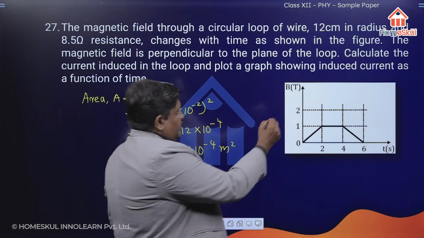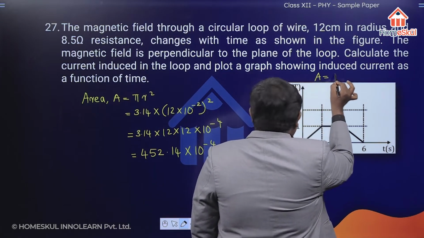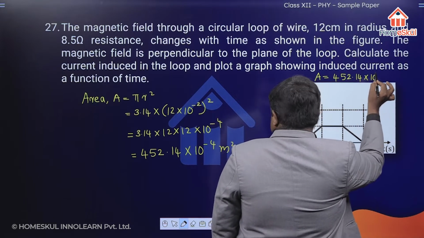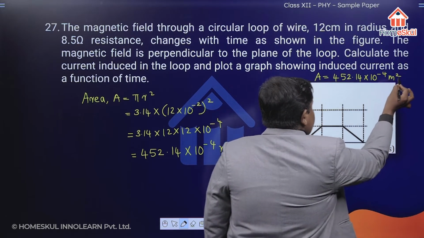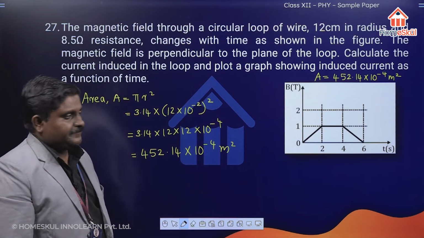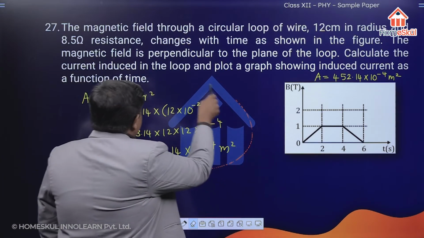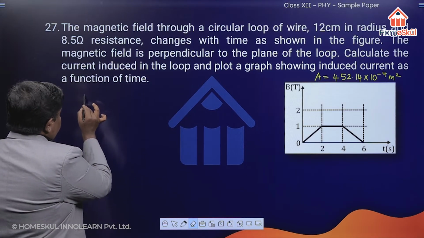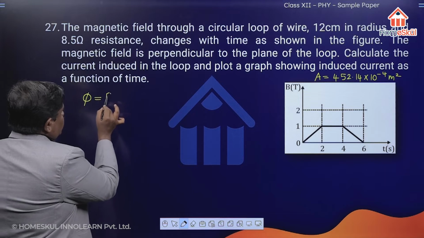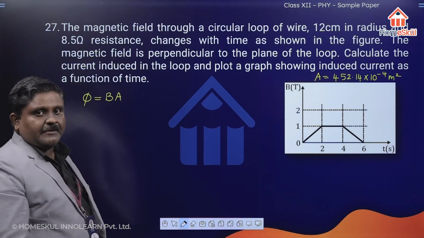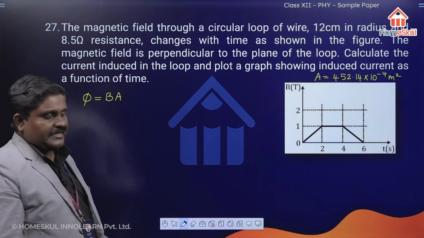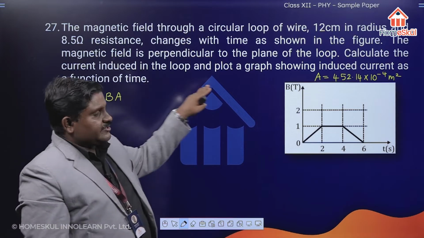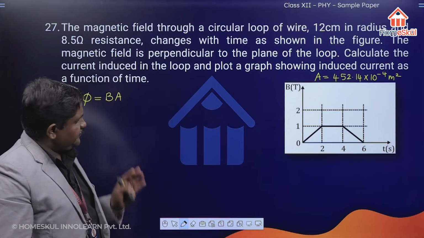Okay, so here I am writing area A is equal to 452.14 × 10^-4 m². Now we are going to find out the flux. For that, flux phi equals B into A, magnetic field into area. Here we are taking the maximum flux because the magnetic field is given as perpendicular to the plane of the loop, so we have to take the maximum flux.